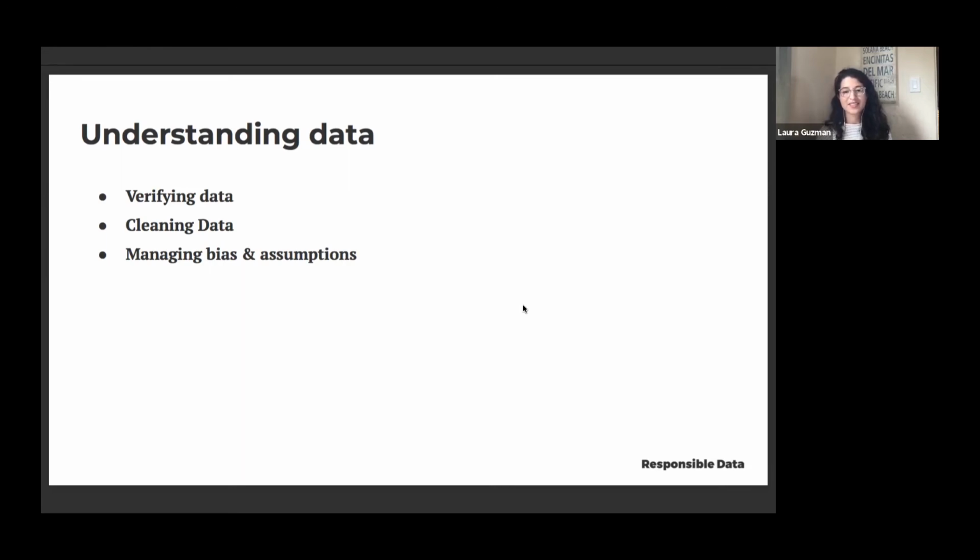And lastly, on understanding data, this is a very big one, managing bias and I would say checking assumptions. It would be worth, if this is something that you're keen to learn more about, jumping into the handbook that has a lot more information on this. But thinking about bias and thinking about the assumptions that we enter these projects with is particularly important when thinking about responsible data, because bias and assumptions are so hard to not embed in our projects.